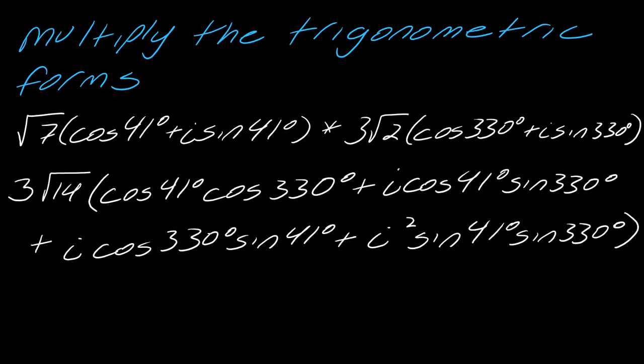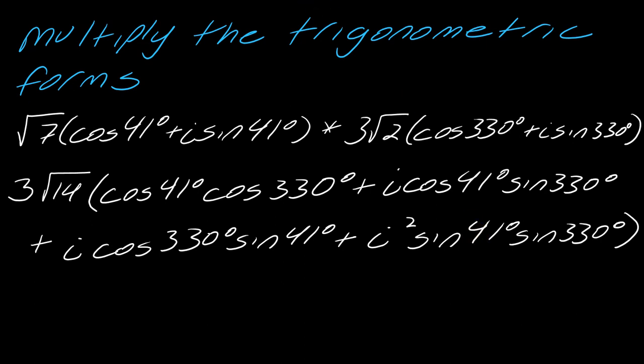Okay, so when I go to multiply this, I take the square root of 7 times 3 times the square root of 2. So I get 3 times the square root of 14. That part I just leave on the outside. And then I multiply the parentheses together. So here's everything that I get when I multiply all the parentheses together. Okay, so what do we do?